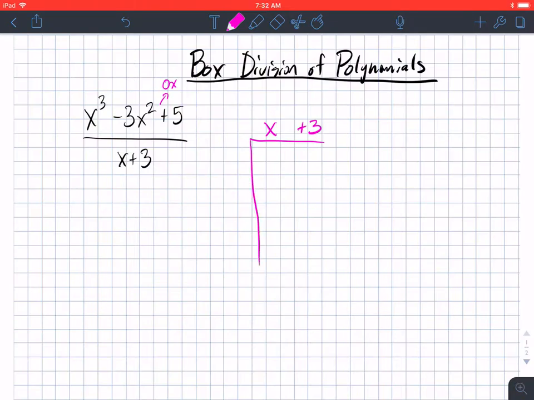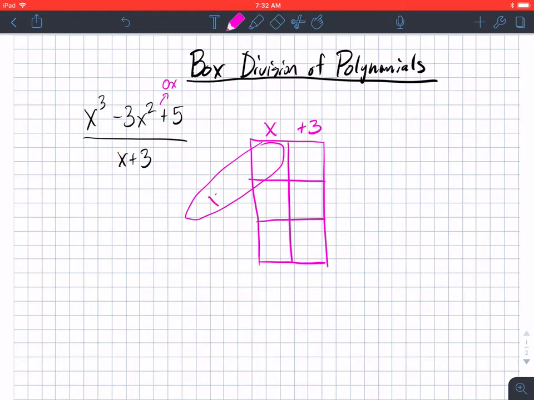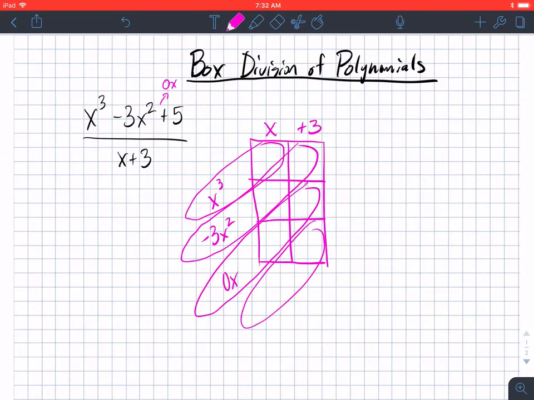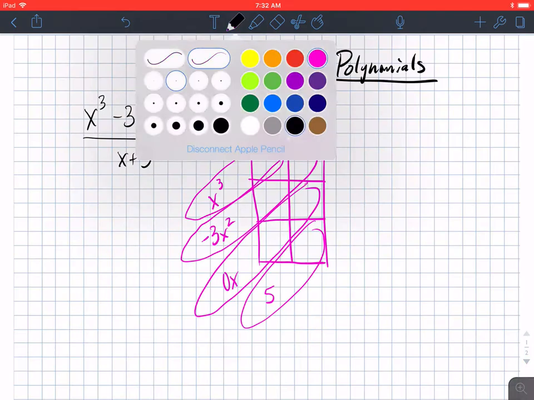And we have 3 boxes. The result of a box multiplication is on these diagonals. So the result of our box multiplication would be x cubed here, negative 3x squared here, 0x here, and then a constant of 5. That would be the result after we had done it.